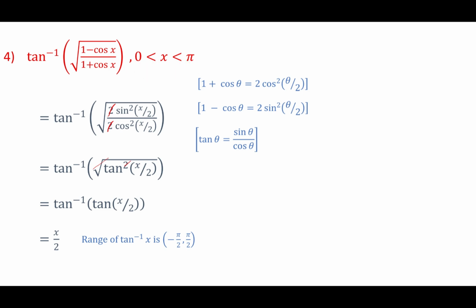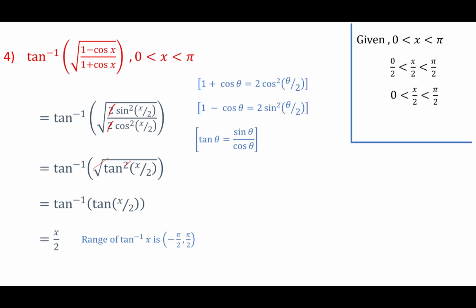The given part is x lies between 0 to pi. But we need x by 2, so divide the inequality by 2. So 0 by 2 is less than x by 2 less than pi by 2, and 0 by 2 is nothing but 0. So 0 is less than x by 2 is less than pi by 2. Check, x over 2 lies in between 0 to 90 degrees, which means it is in the range of tan inverse x. So x over 2 lies in the tan inverse range.